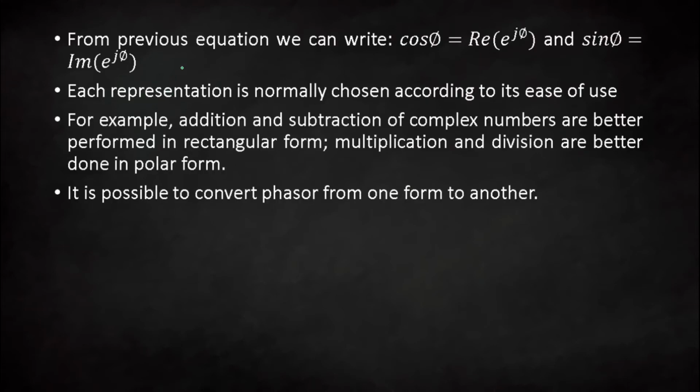So here it is. From the previous equation we can write that cos phi is the real part of e raised to j phi, whereas sin phi is the imaginary part of e raised to j phi. Now each representation is normally chosen according to how easily we can find the solution. Okay, for example, as far as addition and subtraction are concerned, it is easy to deal with rectangular form, while if we are interested in multiplying and dividing complex numbers or phasors, in that case it is easier to deal with polar form. Okay, so you can choose whatever you want to use.